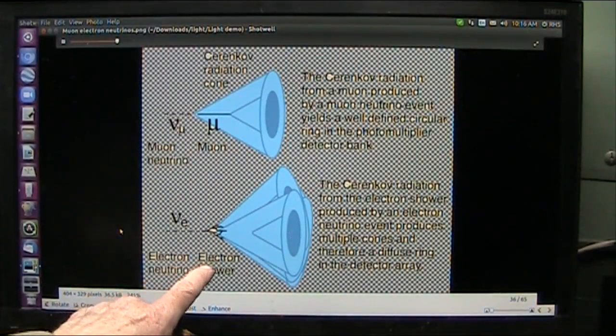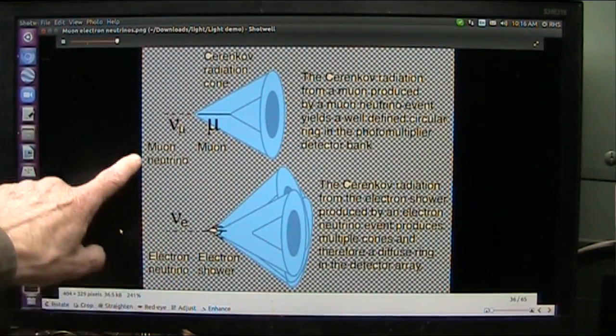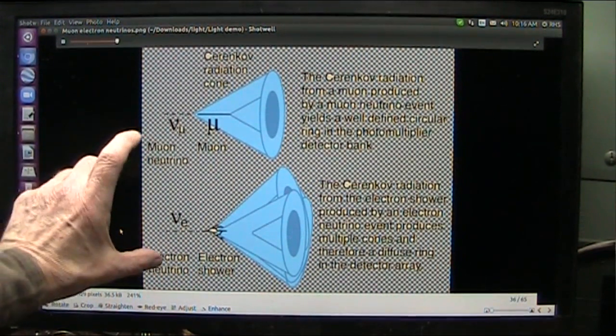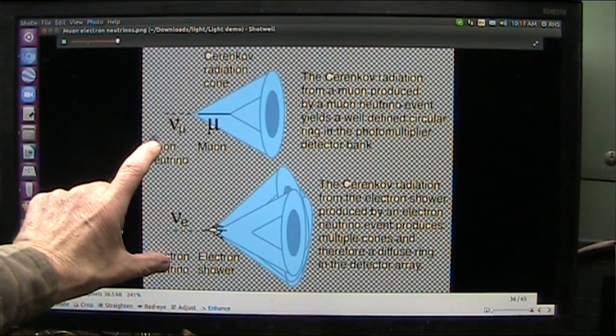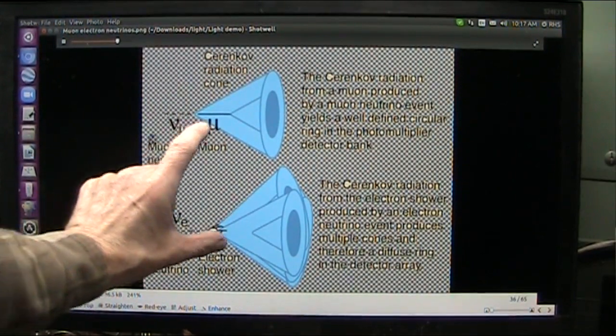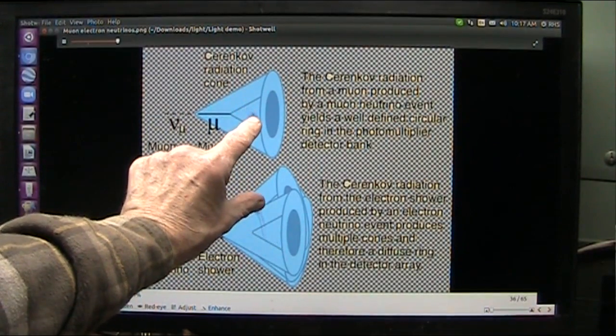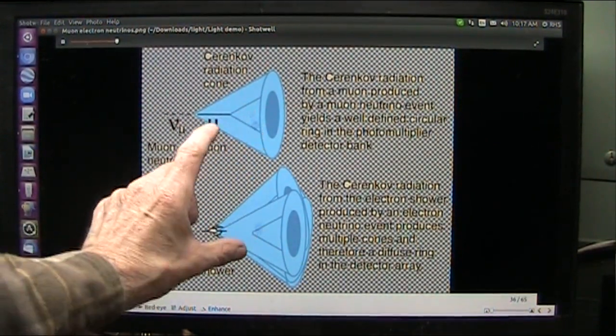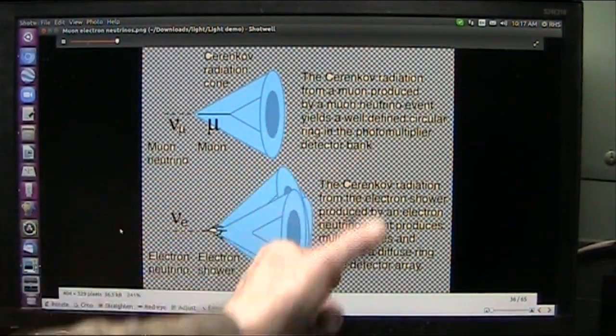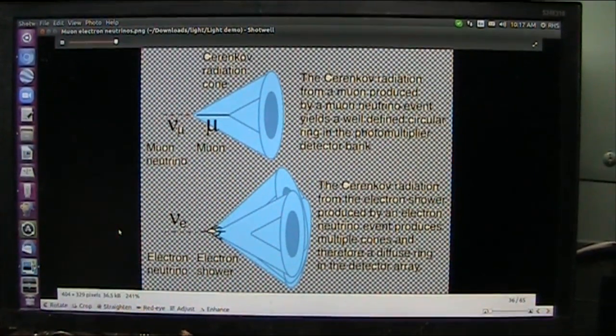Now, I think I showed you this before. Don't forget, electron neutrino, muon neutrino. There are energetic values to these that are so unbelievable when they are separated. It's just incredible. When they're together, they are nothing more than an electron. When there's two of them back-to-back, they are a photon. Let me explain to you.